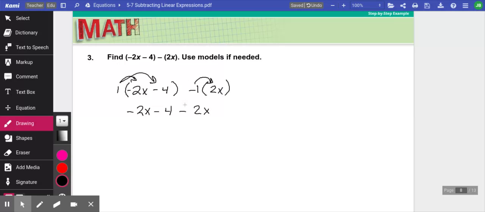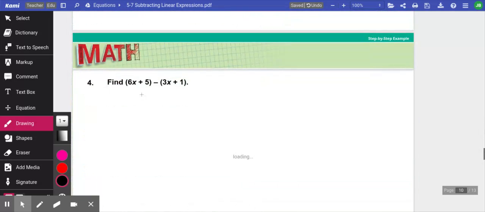So we can still distribute it even if there isn't a second term in that second parenthesis. Remember to bring that negative with it, though. Negative 2x and negative 2x is negative 4x. And this negative 4 is just all by itself. So it's alone. So again, the process is very similar to what we have been experiencing. The only difference is that we have to make sure we're multiplying by that negative 1.